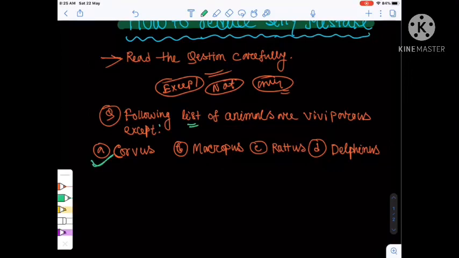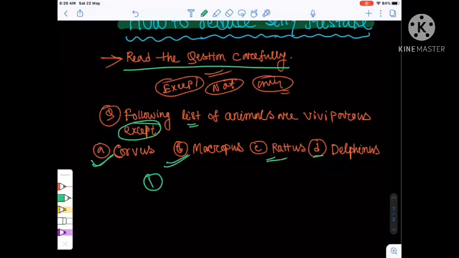Now if you did not read the word except carefully, then you will tick here, macrobus, or here, and this will cause a silly mistake. So you have to read the question carefully. Try to understand the question in one reading only, because you have limited time, only 3 hours, so you can't waste time. So try to understand the question in one reading and read the question very carefully.